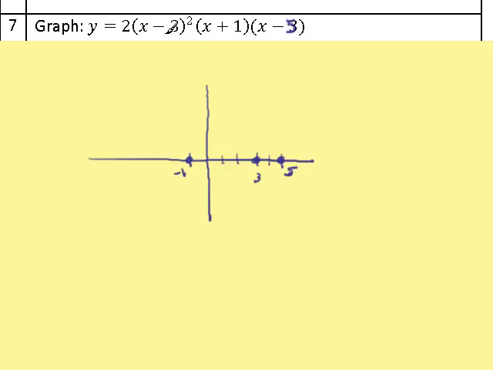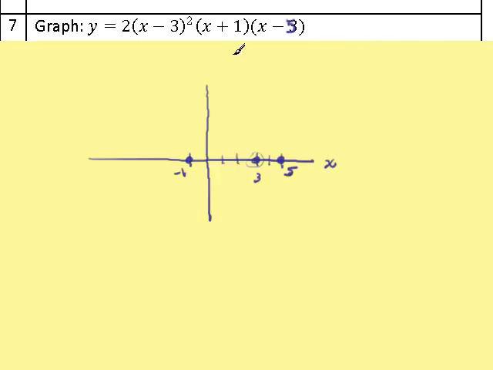Now notice this one, x equals 3, is multiplicity 2. So let me just put a little circle around here just to remind ourselves that over here the graph is not going to pass through the x-axis. It's going to stay on one side or the other. It's just going to touch the x-axis because of that multiplicity 2.